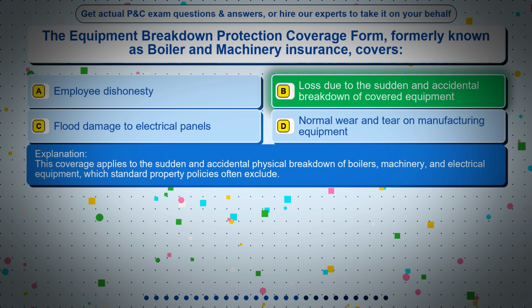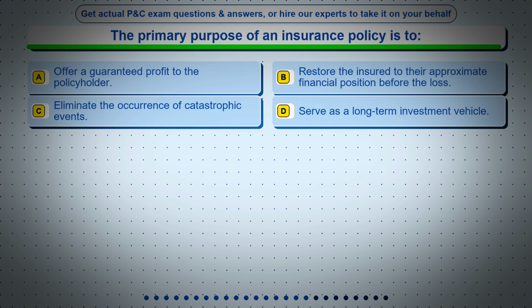This coverage applies to the sudden and accidental physical breakdown of boilers, machinery, and electrical equipment, which standard property policies often exclude. Question 17.